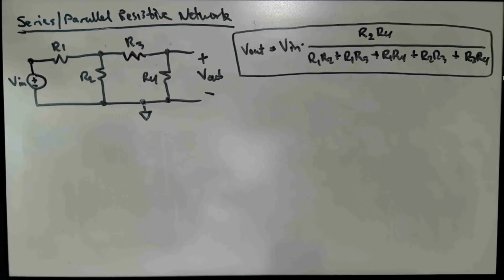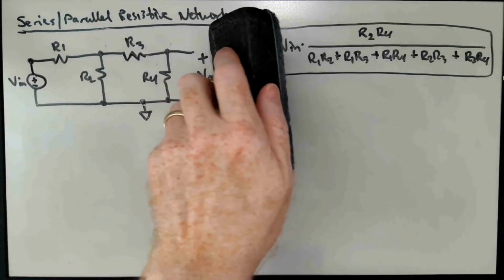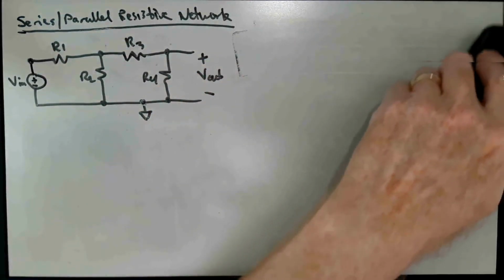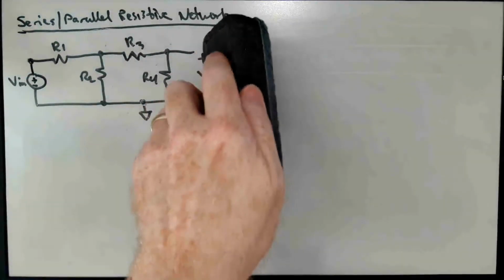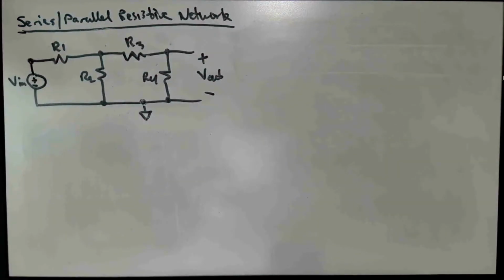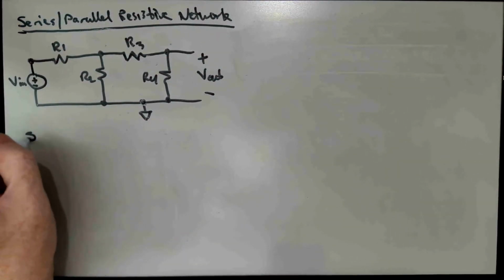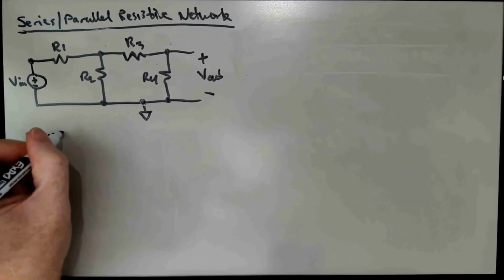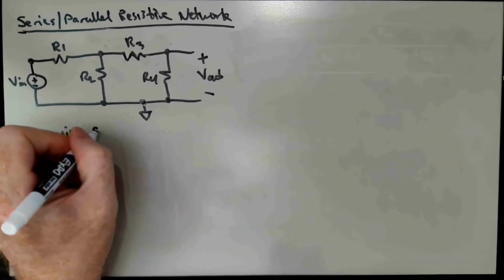Okay, so it's the same problem we're interested in solving. And the first method that we'll consider is what I'm going to call a succession of voltage dividers.